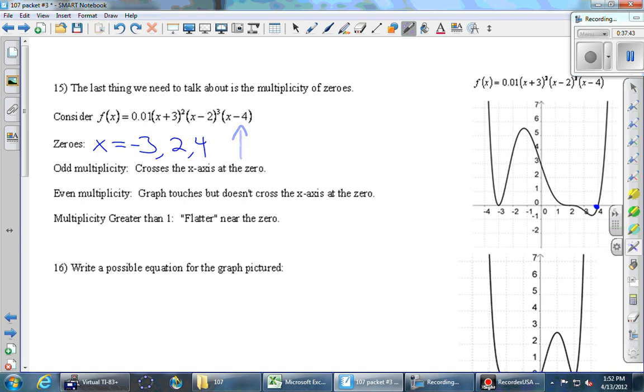Yes, it does. Even multiplicities, the graph touches, but doesn't cross the x-axis. Here's an even number. It's squared. What value of x is that factor? It's -3, the opposite always. Does it touch but not cross at -3? Yes, it does. Okay, so even ones are going to come in, bounce and run away. Odd ones are going to go through.